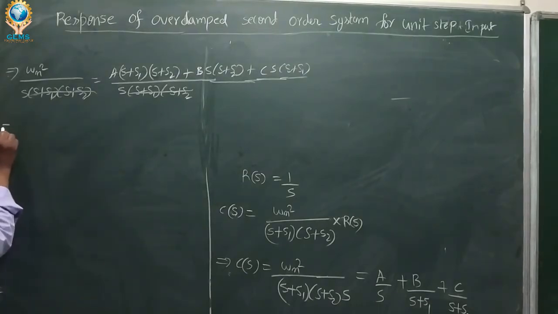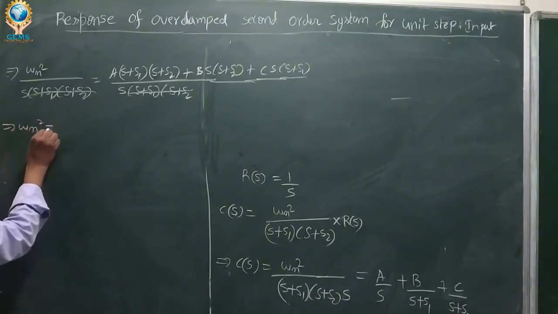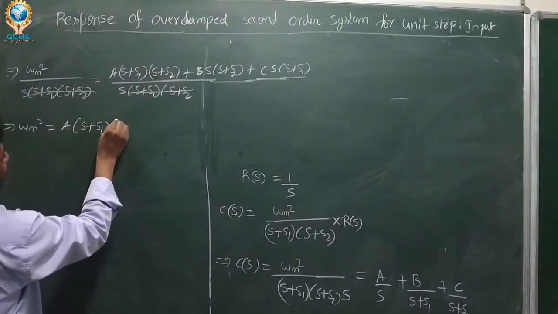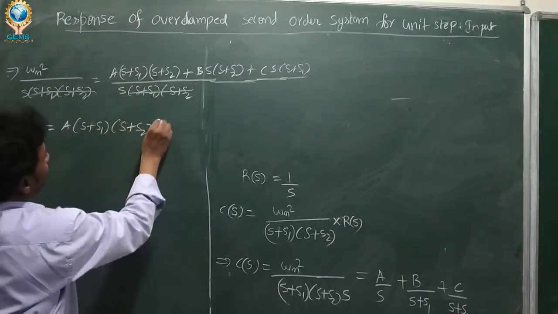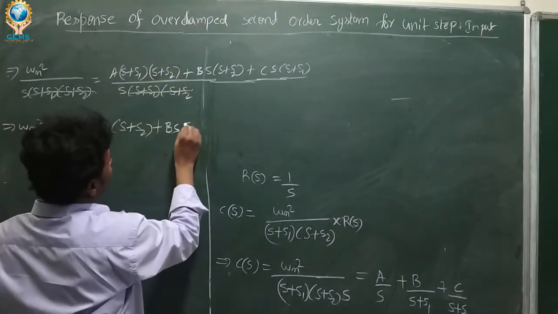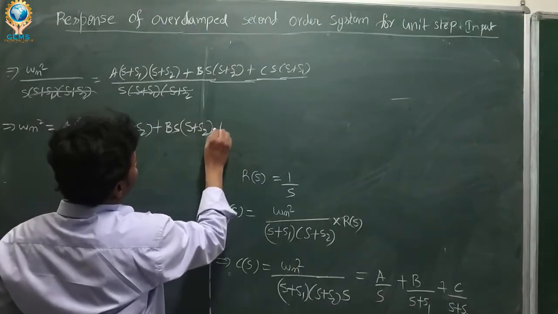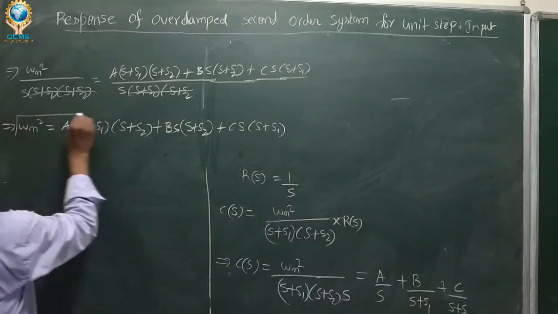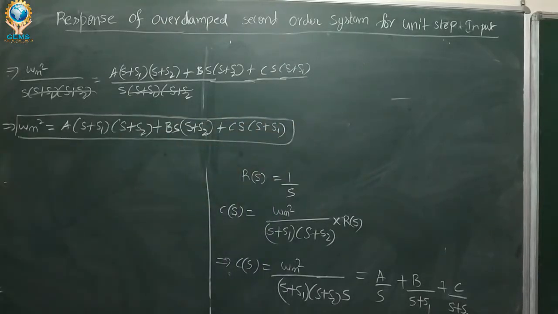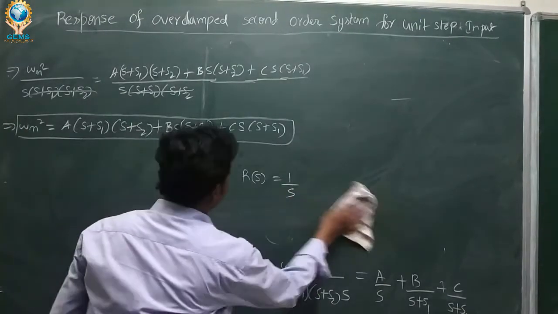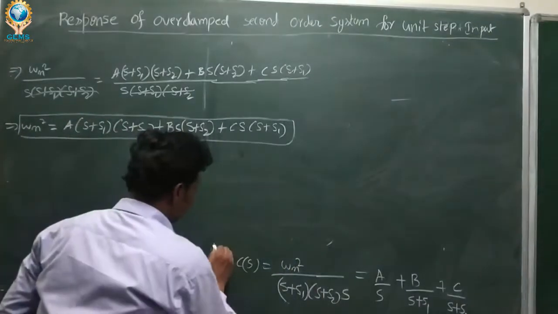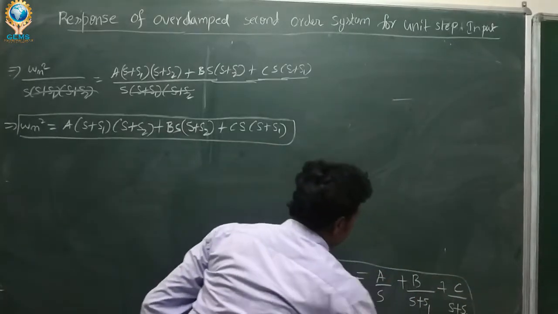So omega n square is equal to A into (S plus S1)(S plus S2) plus B S (S plus S2) plus C S (S plus S1). So this is the important equation. From this equation only we are going to find the ABC values. I am going to keep this expression here, and finally we are going to substitute in it.